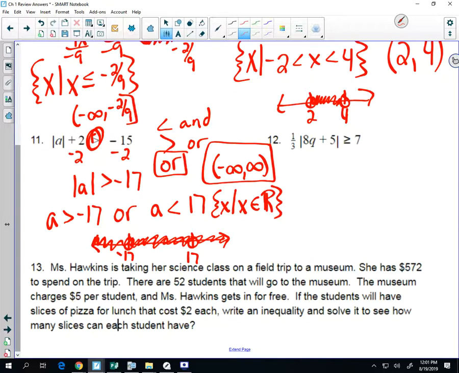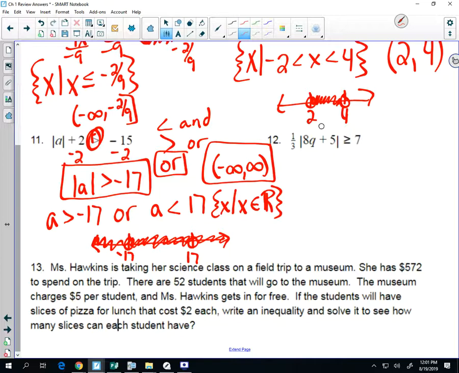Let's do number 12. It's more regular, I think. Also, just real quick, think about this statement. If the absolute value is greater than negative 17, doesn't it make sense that every number you plug in will work there? Because every number's absolute value is bigger than negative 17. That's another way that you can figure that out.